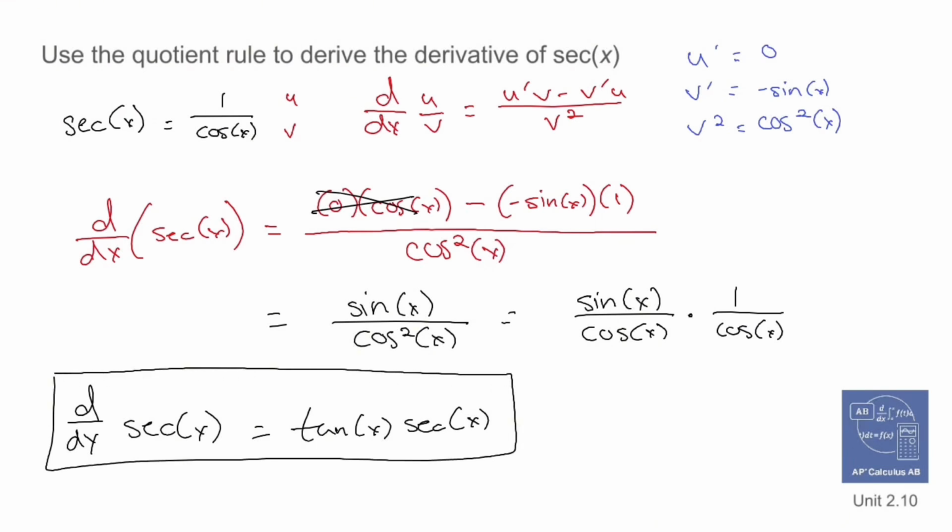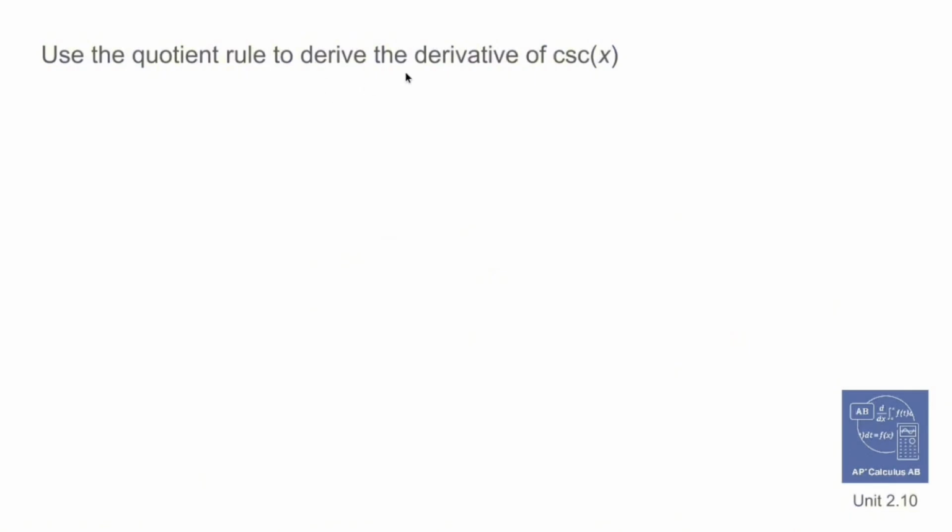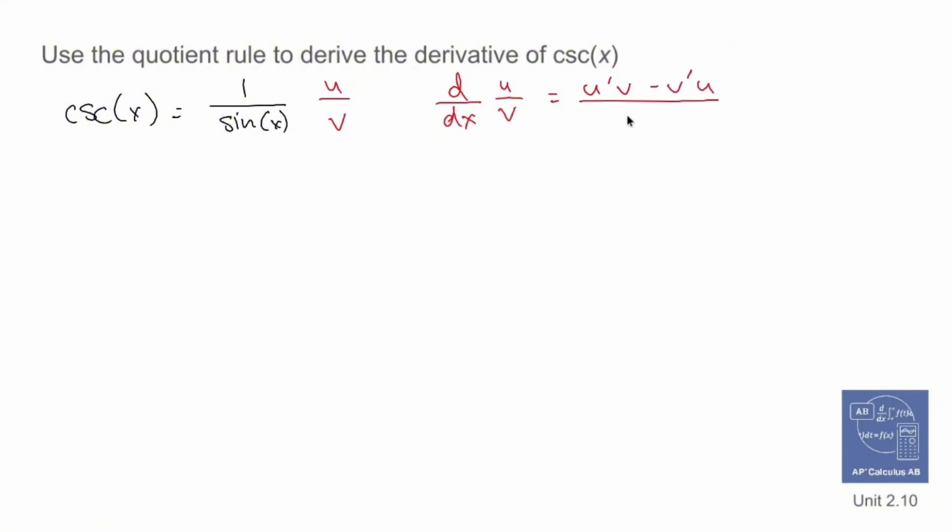Fun, fun, fun. Use the quotient rule to derive the derivative of cosecant x. Well, what is cosecant x? Well, that would be 1 over sine x. And if I'm going to use the quotient rule, I'll label u and I'll label v, and remind myself that the derivative using the quotient rule of u over v is going to be u prime v minus v prime u all over v squared.